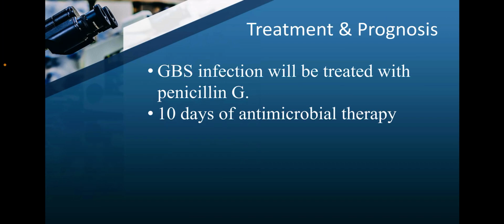Jacob's infection will be treated with penicillin G. Penicillin G is an antibiotic medication that is commonly used to treat various bacterial infections, including those caused by Streptococcus agalactiae. It's administered by an injection into a muscle, usually into the buttocks or thigh. Ten days of appropriate antimicrobial therapy is recommended for Jacob.